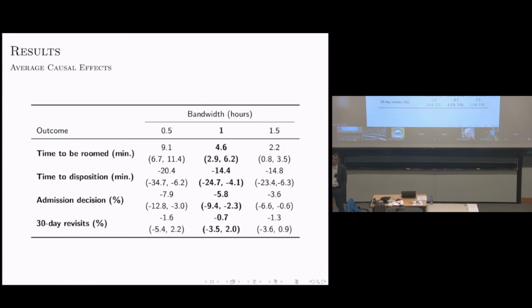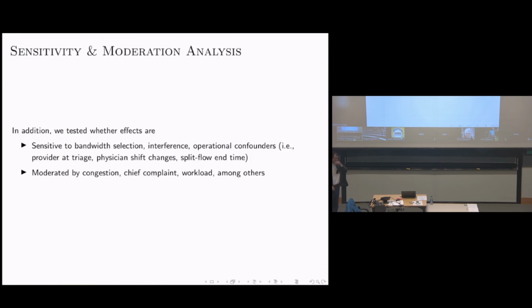All right, so I have a good question here about how these effects are moderated by different characteristics. I just wanted to quickly highlight a few things, and one of them I'm going to skip. I won't talk too much about it, which is we did sensitivity to bandwidth selection, interference between patients, and operational confounders, which our colleague here pointed out. For example, who's the provider at triage? How do you handle physician shift changes? Is the effect due to that? What happens at the split flow end time, things like that.